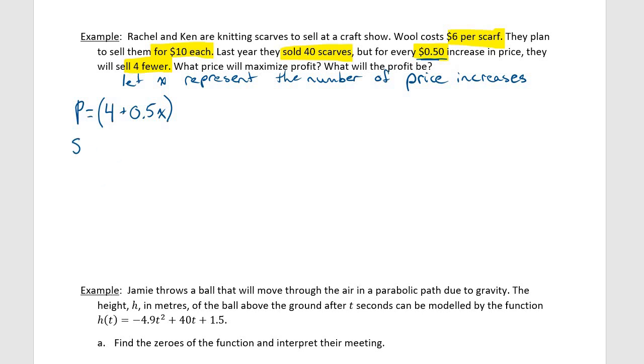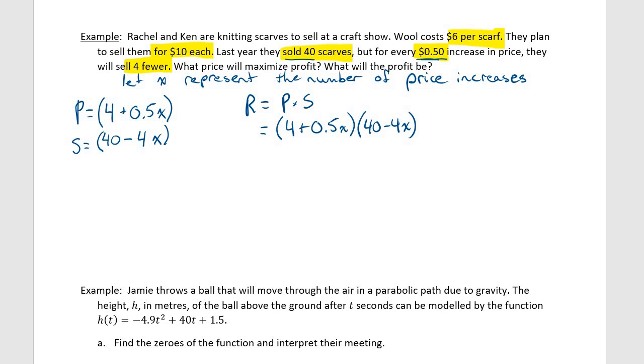And then we're going to look at our number of sales. So normally they sell 40 scarves, but every time they increase the price, they expect to sell 4 less. So that's going to be 4 less for every price increase. And then our revenue is equal to our price times our sales, which in this case is 4 plus 0.5x times 40 minus 4x. And we want to maximize this.